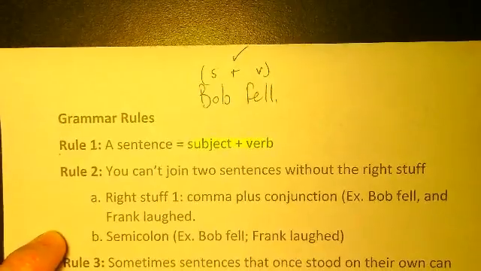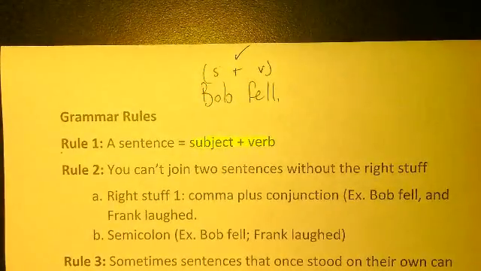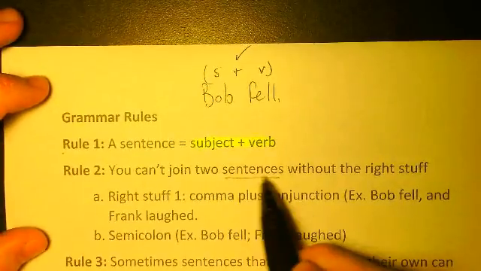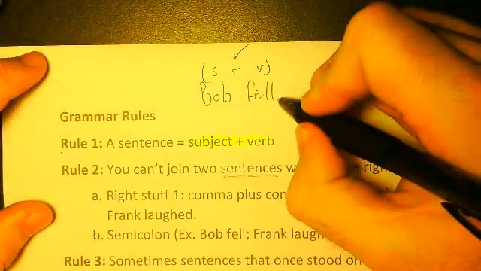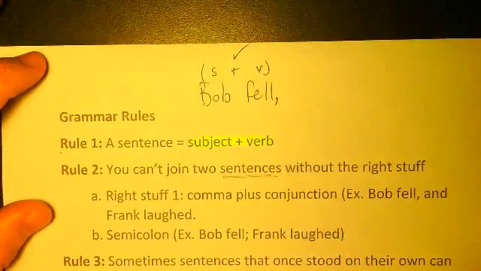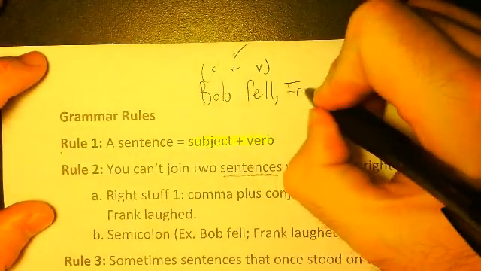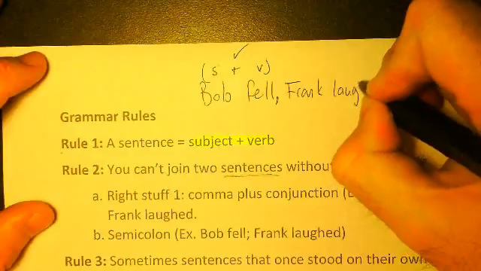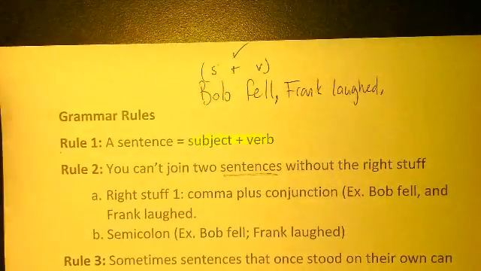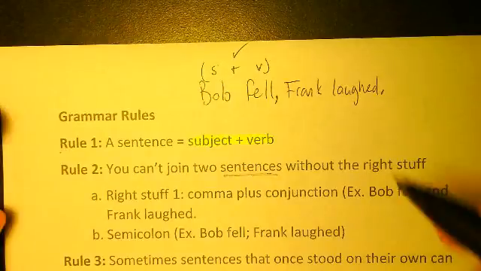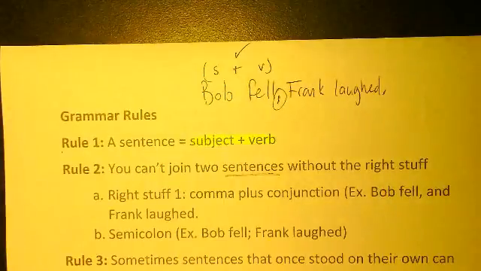Well, in Rule 2, we talked a little bit about how you string stuff together. If I have two independent clauses, or two complete sentences, I actually can't just string them together any old way. So let's say I turn this period into a comma, and I just went, hey, Bob fell, and it was hilarious, so Frank laughed. Bob fell, Frank laughed, bada bing, bada boom. I'm connected, I'm good, right? Well, actually, no, I'm not good. Because Rule 2 says I cannot join two sentences together without the right stuff in the middle. I can't just have a comma to join these two sentences together.